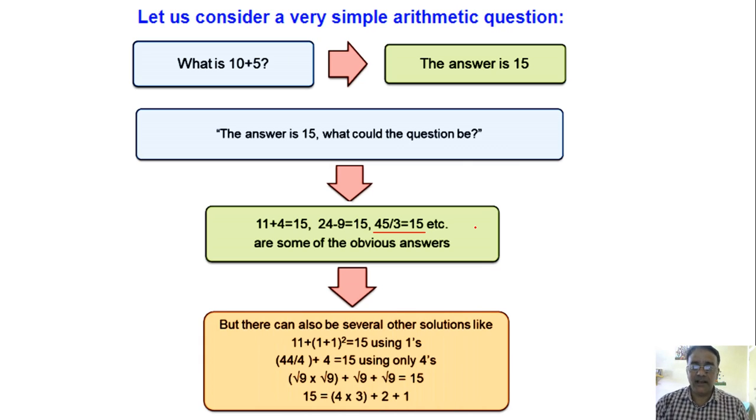But there can also be several other solutions, like 11 plus 1 square, which also equals 15, using all ones, using all fours, using all nines, using the numbers 1, 2, 3, 4. How can we form the numbers using all the mathematical symbols so that we get the answer 15? There the critical thinking will come.